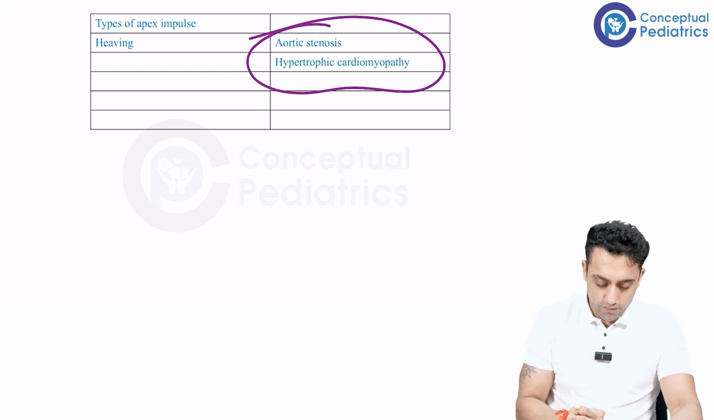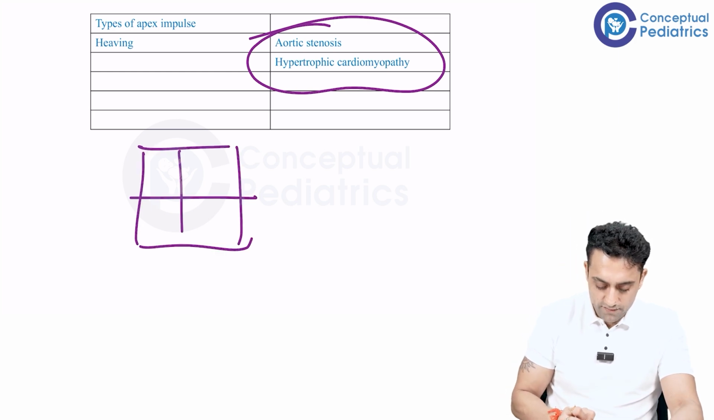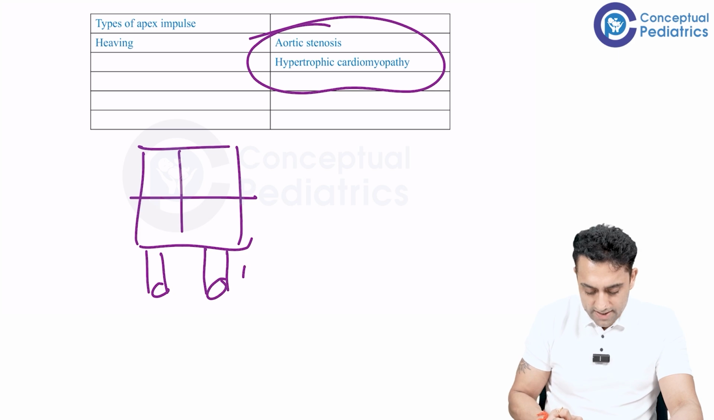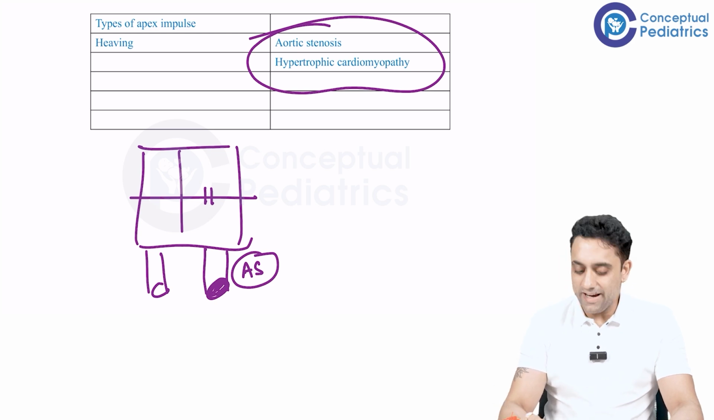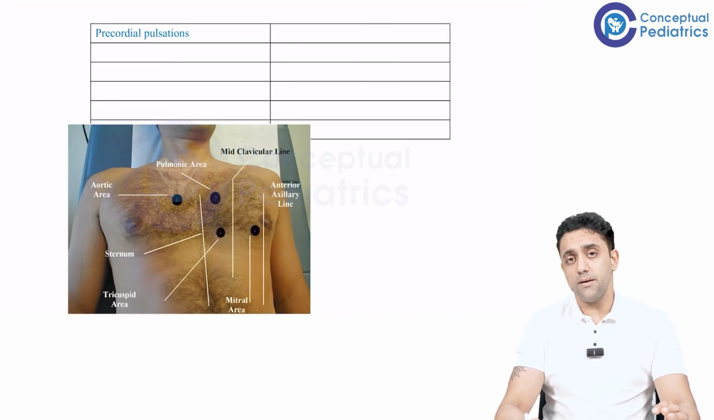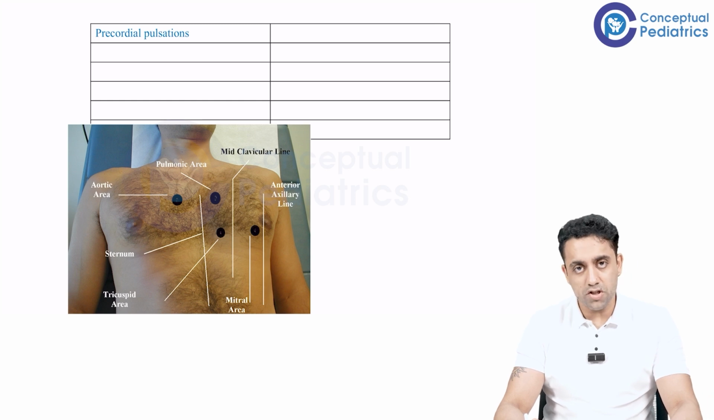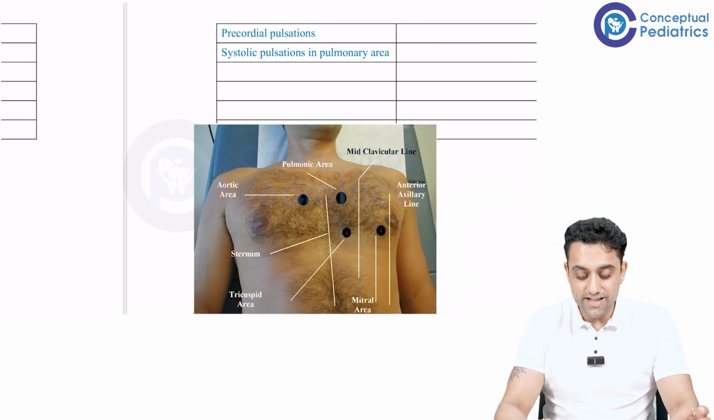Again, this is the four chambered structure of the heart, and this side is the aorta. So in aortic stenosis you're going to have a heaving, and in mitral stenosis you're going to have a tapping apical impulse. Apart from this, inspection is over, now palpation. You spoke about the apical impulse, and then you're going to speak about precordial pulsations.